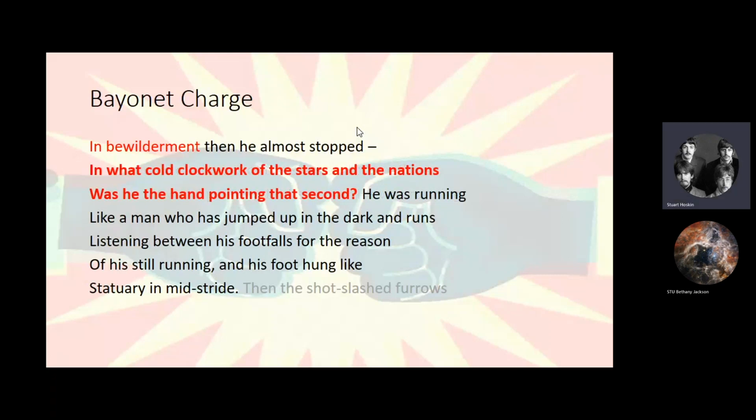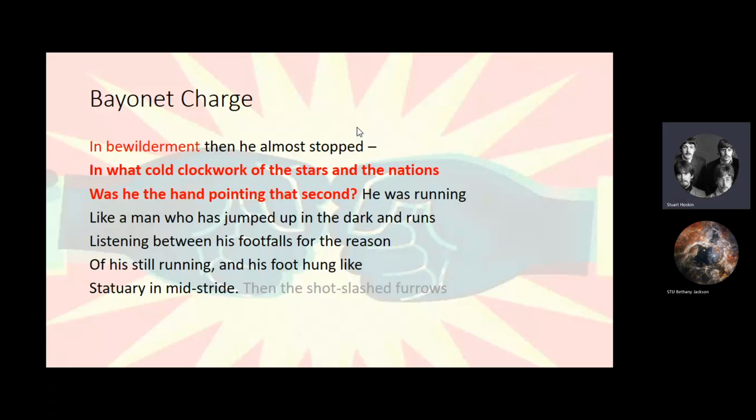And it moves into this question that clearly he asks himself. In what cold clockwork of the stars and the nations was he the hand pointing that second? A very strange phrase, not very clear in what he's talking about at all. What I think we need to look at here is that he appears to be being incredibly philosophical. He's bewildered. He's stopped almost in his running, thinking, what's actually going on around me? Inside all the fear and outside all the terror, what's actually going on around me here?